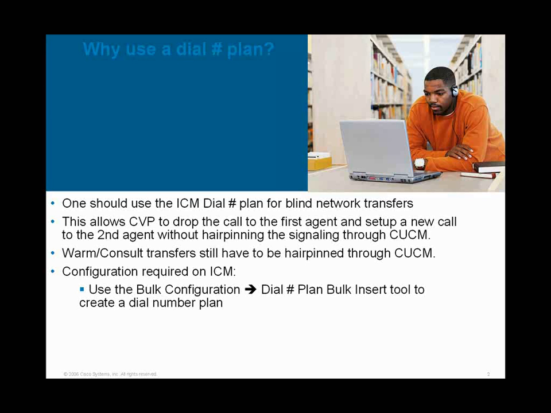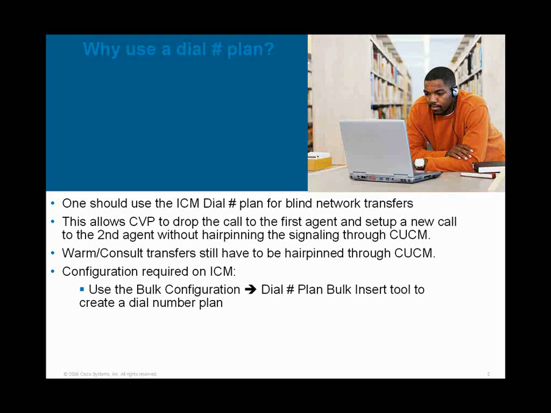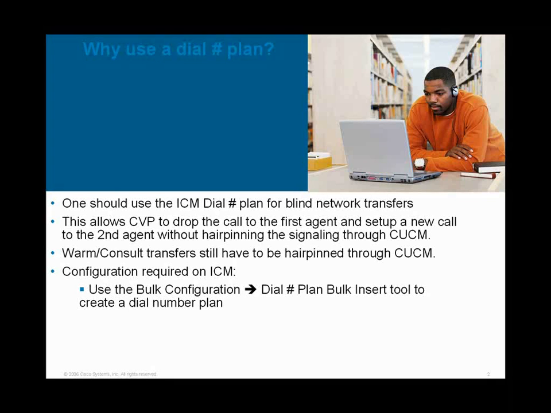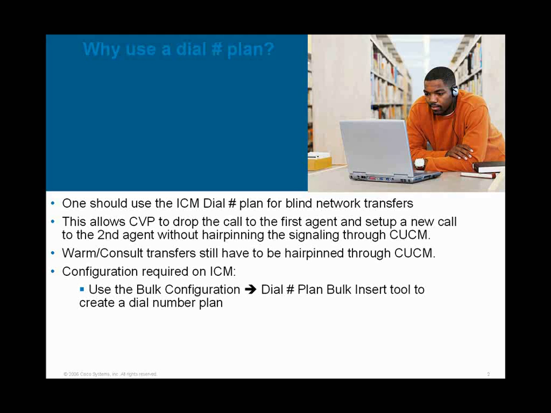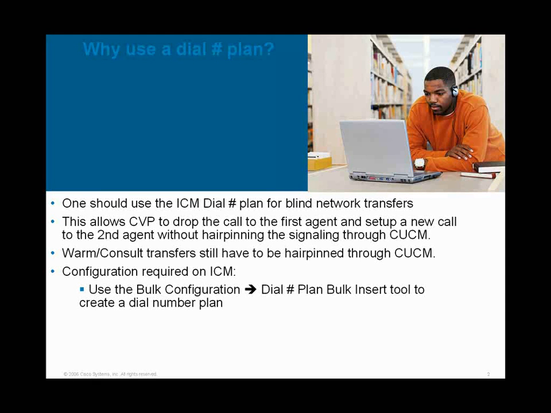But in a blind transfer scenario, we really don't need to cause that hairpin of going to Call Manager and then coming back into ICM. When the agent initiates a blind transfer, ICM should make that decision right away without having to go back to Call Manager. So this is what the dial number plan allows you to do. For warm and consult transfers, you still have to use a route point.